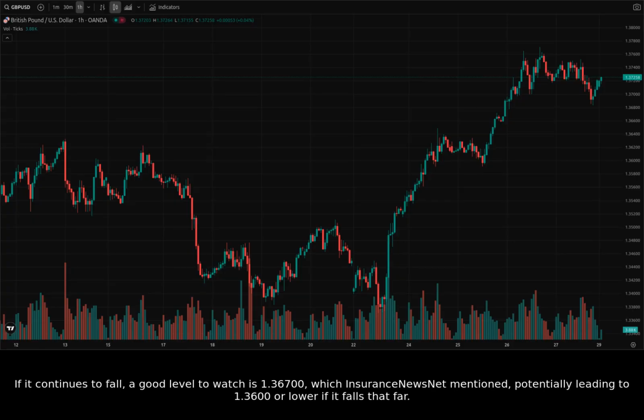If it continues to fall, a good level to watch is 1.3670, which Insurance Newsnet mentioned, potentially leading to 1.3600 or lower if it falls that far.